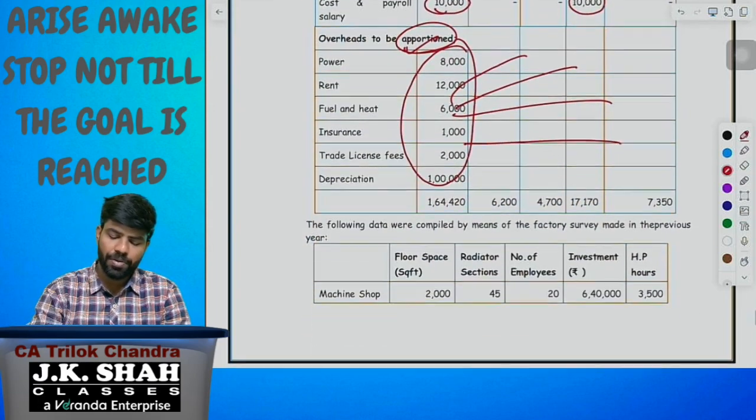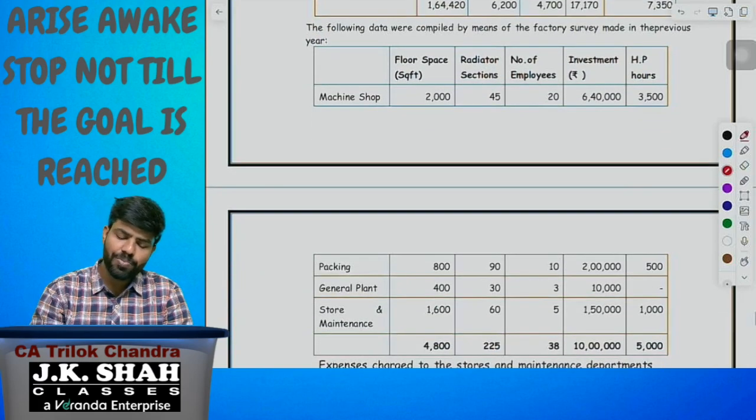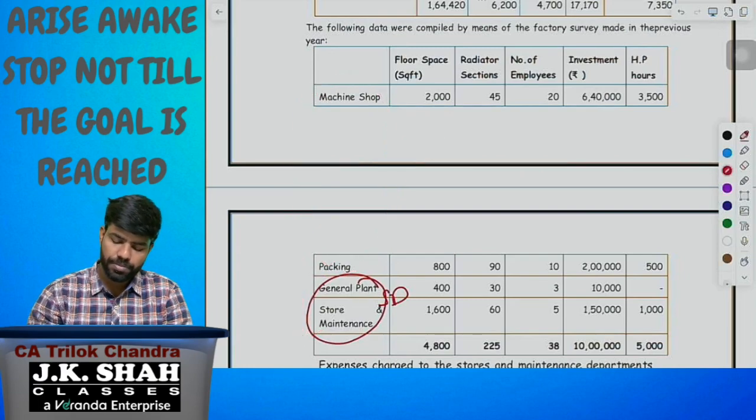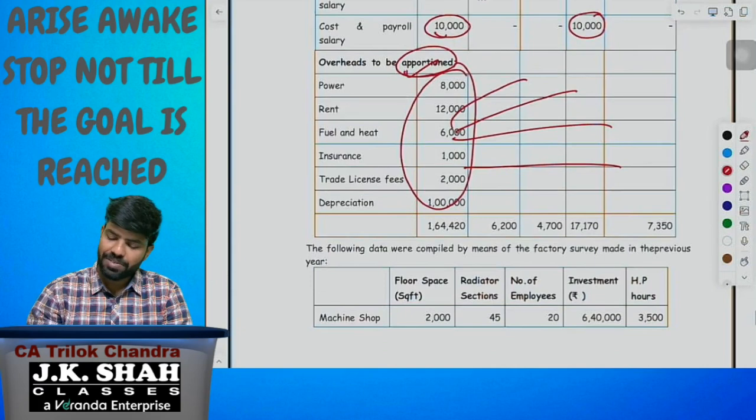Understanding? Okay, now the following data were compiled by means of a factory survey made in the previous year. They have given floor space, radiator section, number of employees, investment, horsepower for the 4 departments. These 2 are the production departments and these 2 are the service departments. Okay, now look here. Let me discuss one by one.